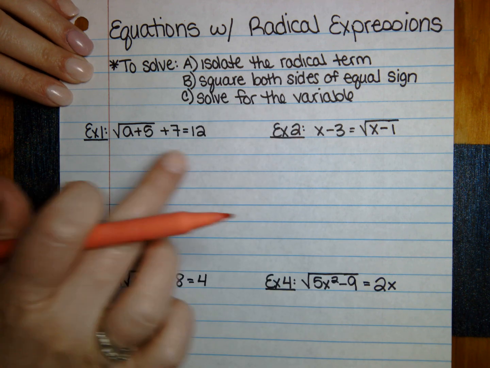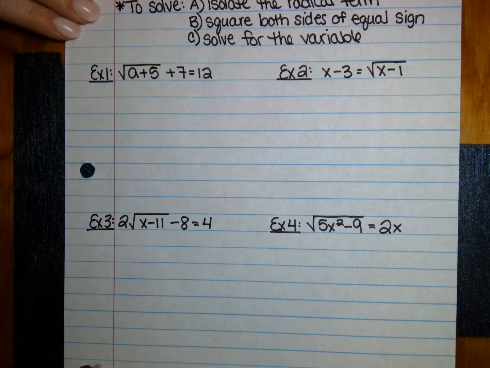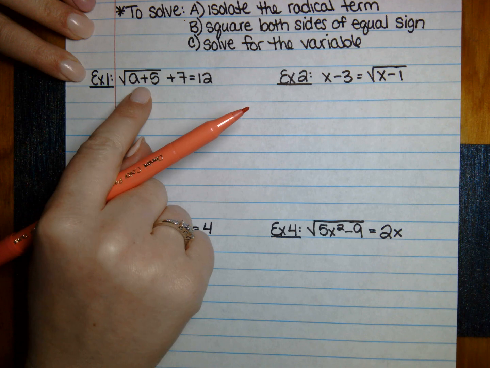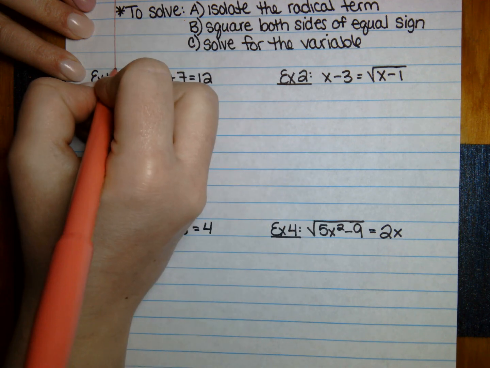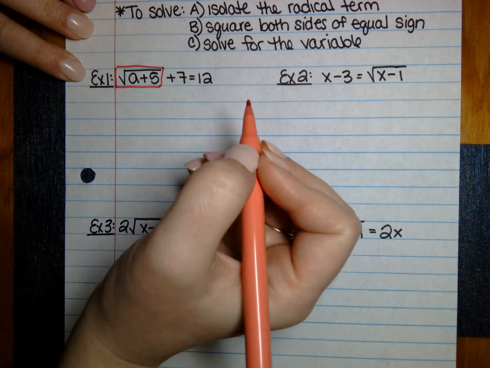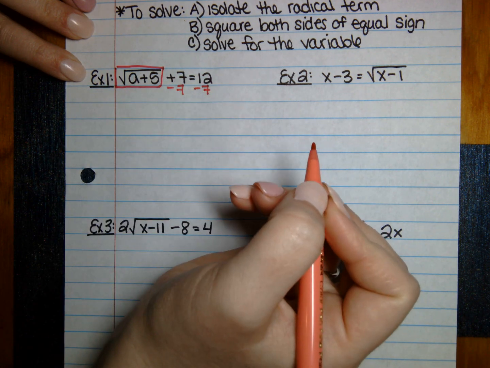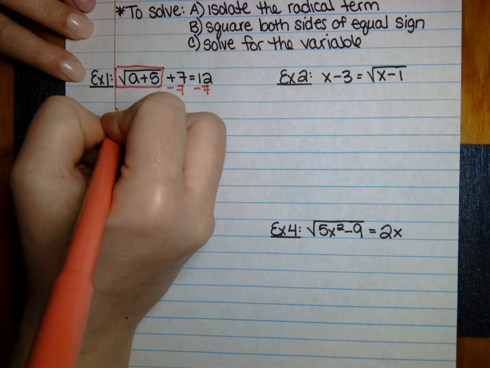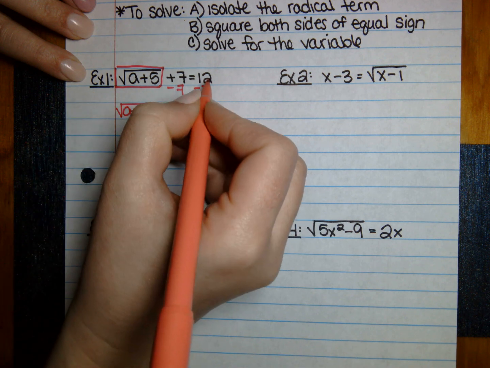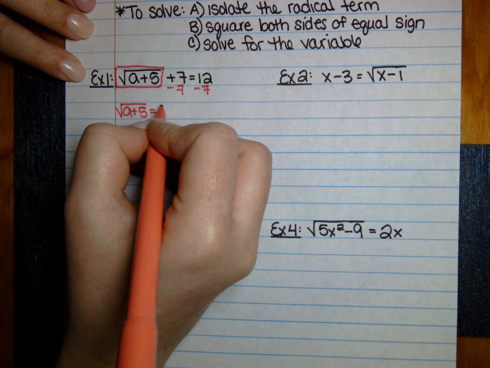So we have 4 examples, as you can see, that we're going to work through. First one, it says the first thing you need to do is isolate the radical term. So if I want to get this piece by itself, I would have to subtract my 7 from both sides, just like you would a normal equation. So I'm left with the radical a plus 5 is equal 12 minus 7 is going to give me 5.